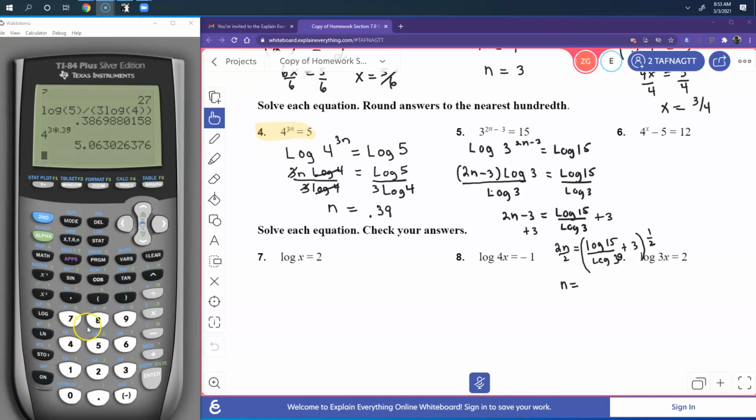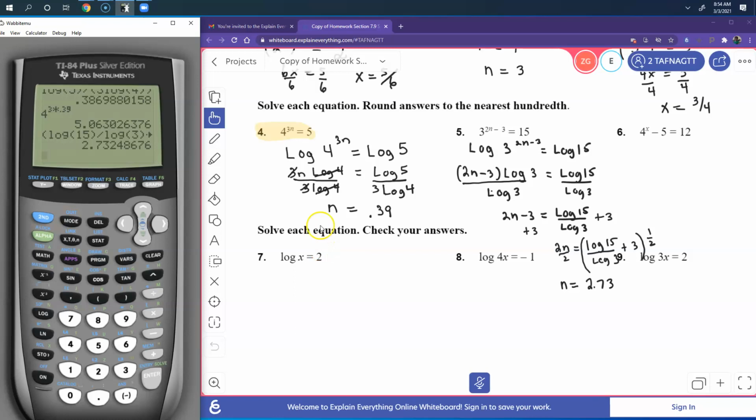So let me go ahead and go to the calculator, and you're going to see what I'm going to do. Parentheses, log of 15 divided by log of 3. And then I have that plus 3. Close parentheses times a fraction, which is 1 divided by 2. And you get 2.73.